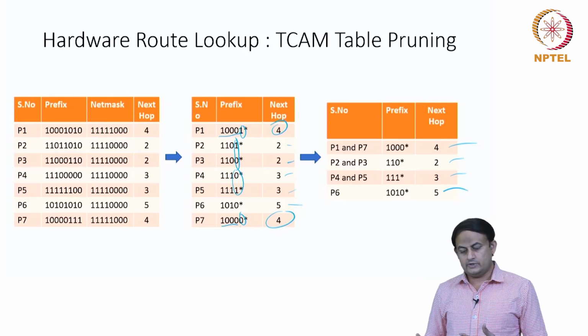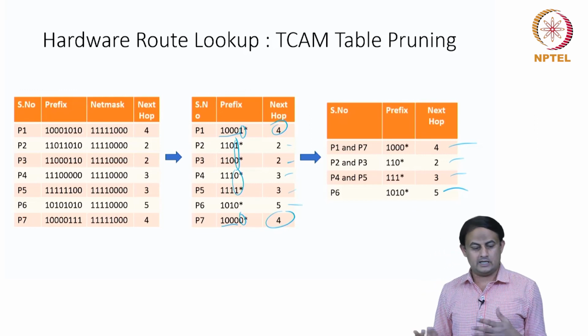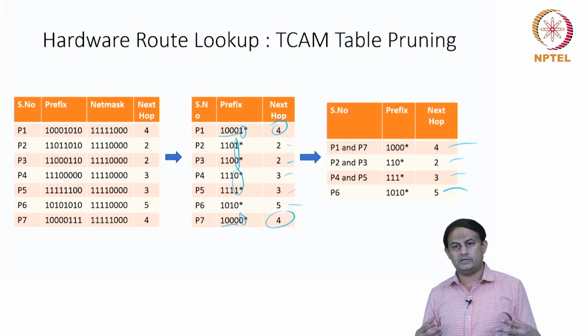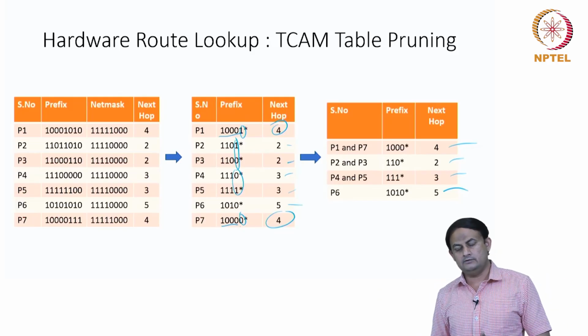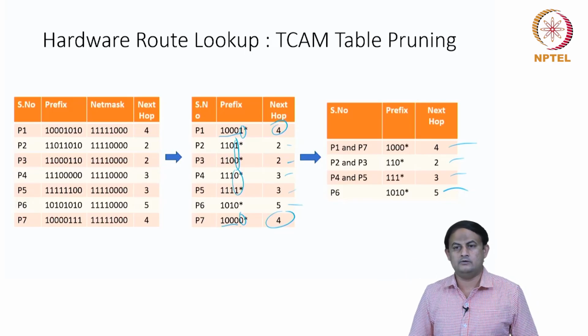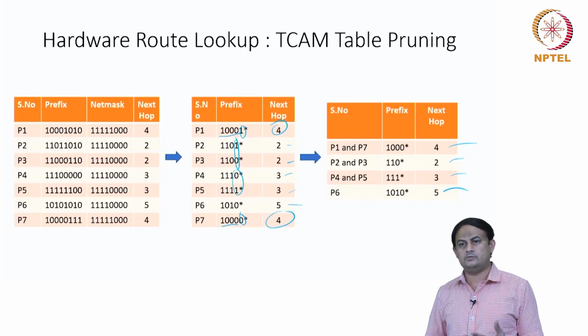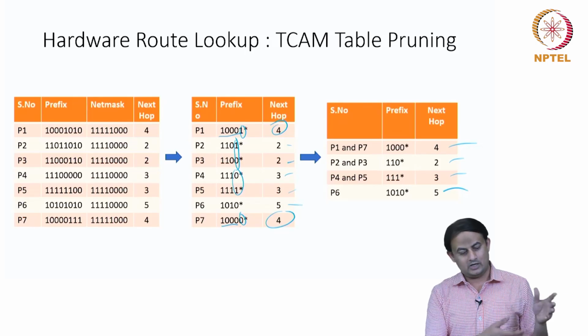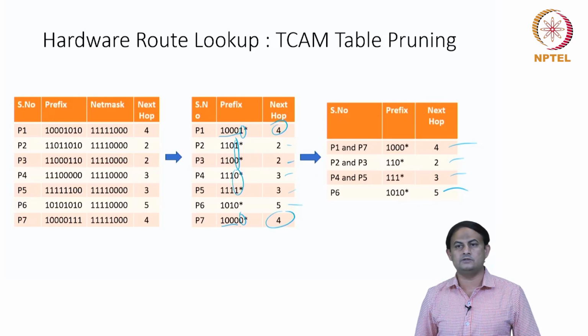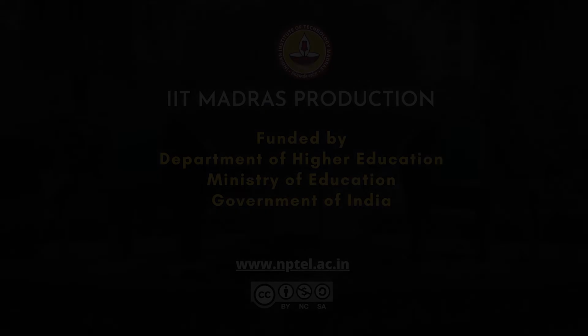And remember, every time you change the routing information, and the routing table structure changes, you need to rerun this pruning algorithm one more time to accommodate the changed prefixes in the routing table. Every time there is some change in the routing table, you need to run this.